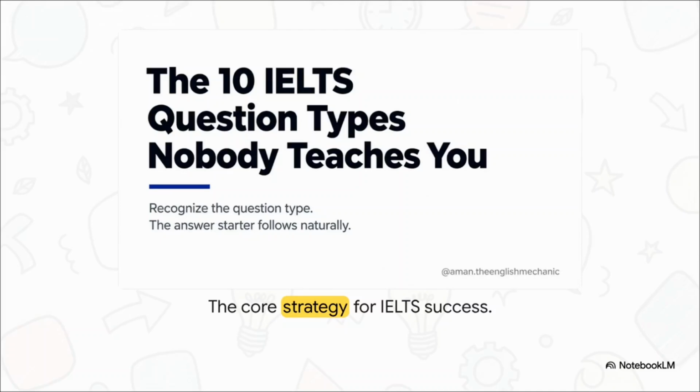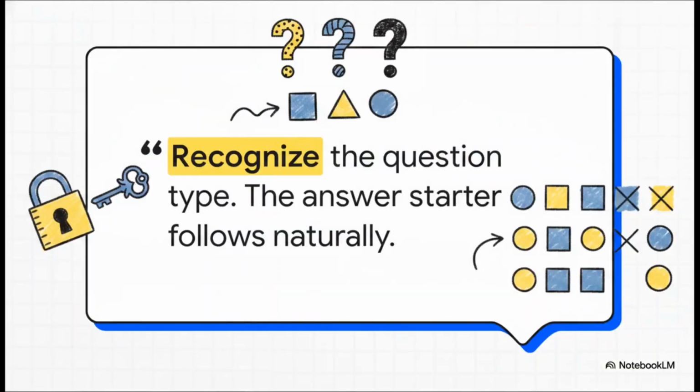Seriously, when you stop agonizing over finding that one perfect, complex word and start listening to the framework of the question itself, your fluency naturally skyrockets. Our core framework for today really boils down to this one idea. Recognize the question type, and the answer starter follows naturally.